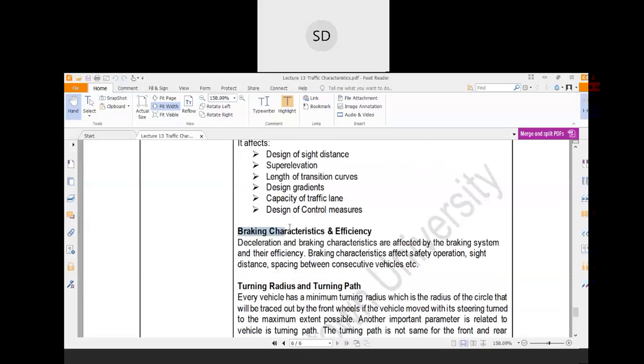Then the next portion is braking characteristics and efficiency. Deceleration and braking characteristics are affected by the braking systems and their efficiency. The braking characteristics affect safe operation, sight distance, spacing between consecutive vehicles, etc.